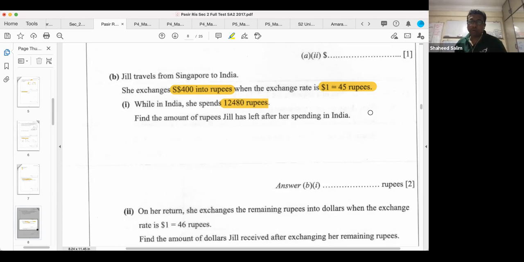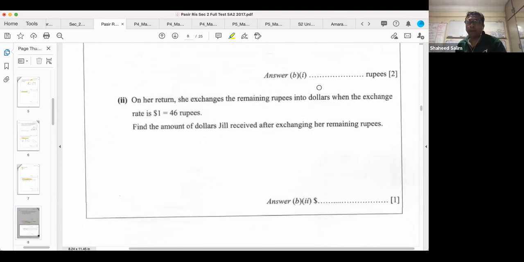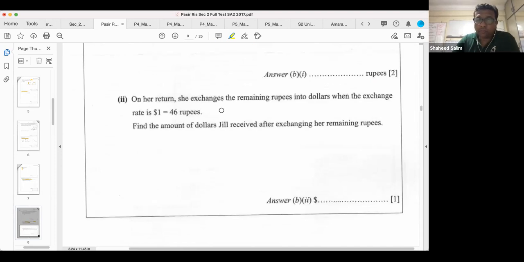Well done. So you got the answer correct, yeah? Now that 5520 rupees, she brought back that 5520 rupees, no? And then she is going to what? Change it back to Singapore dollars. How much must she get? Notice a different exchange rate, huh? Well done.